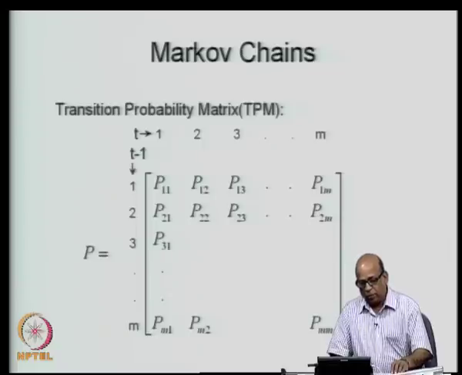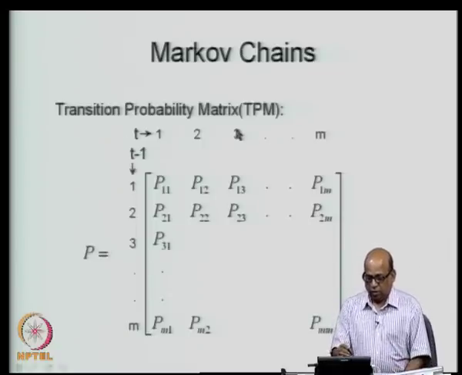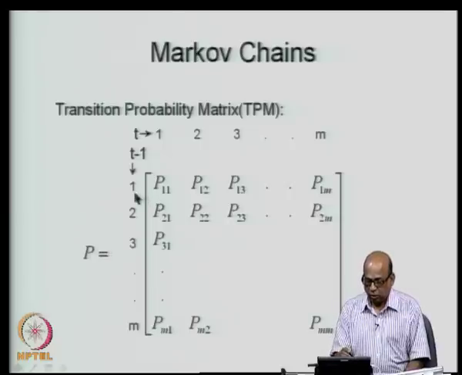Let us say now we write the transition probability matrix from time period t minus 1 to time period t. So, like I said, starting with the class interval 1, the probability that it goes into class interval 1 in the next time period is p 1 1.